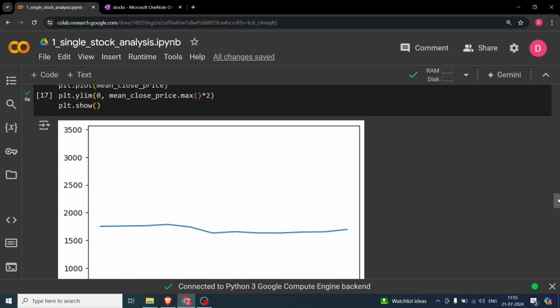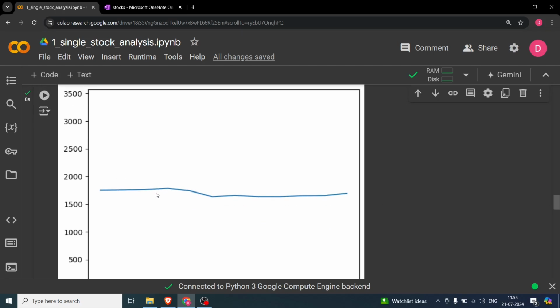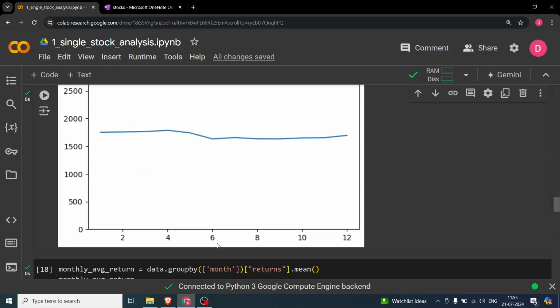If you plot it over here, y-lim is the y limit, and I want it to be the maximum of all the mean prices times 2, so you can have equal distances from the top and bottom, and you plot it. You can see over here it's mostly the same. So in every month you can say that the prices are generally the same. However, generally in June, how do I know this is June? You can see over here the sixth month is June. It is the lowest.